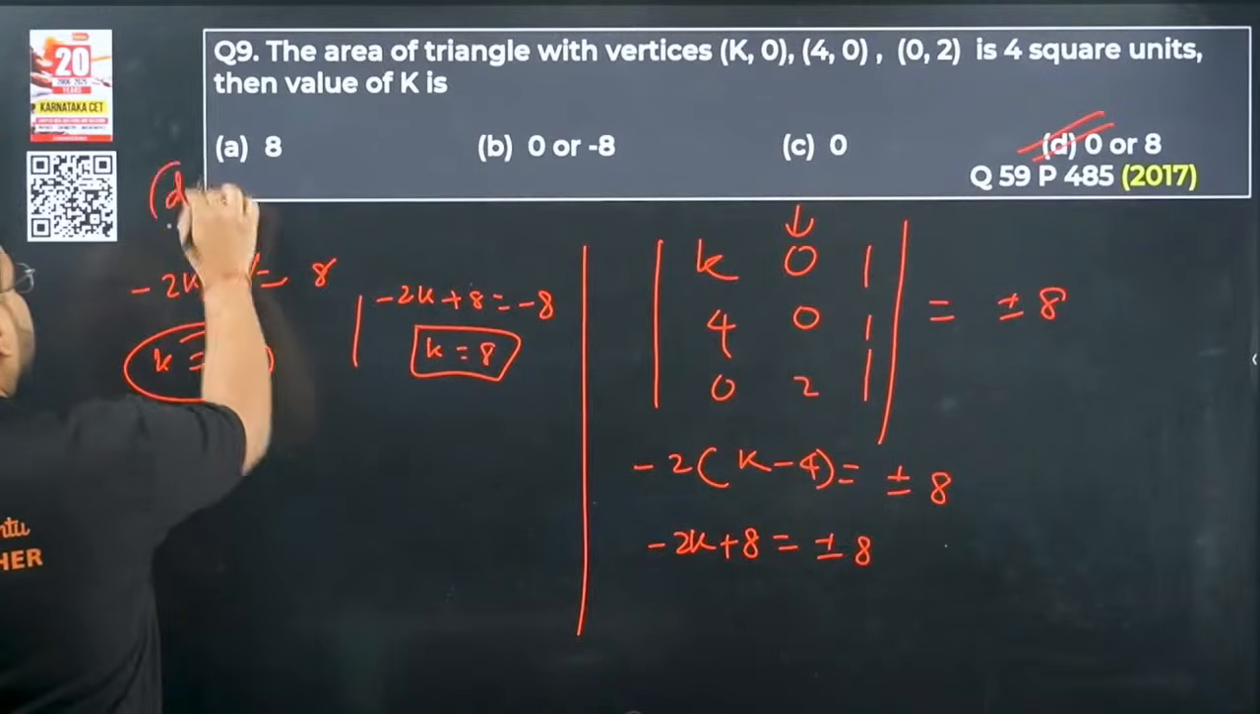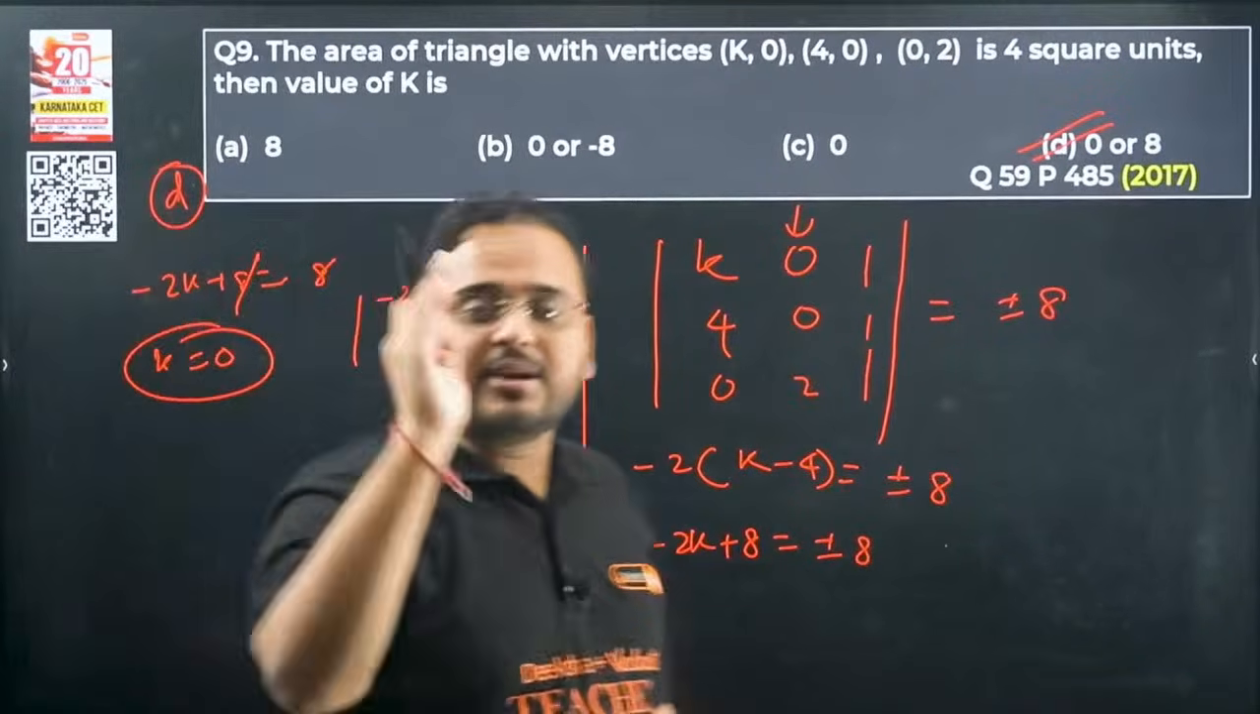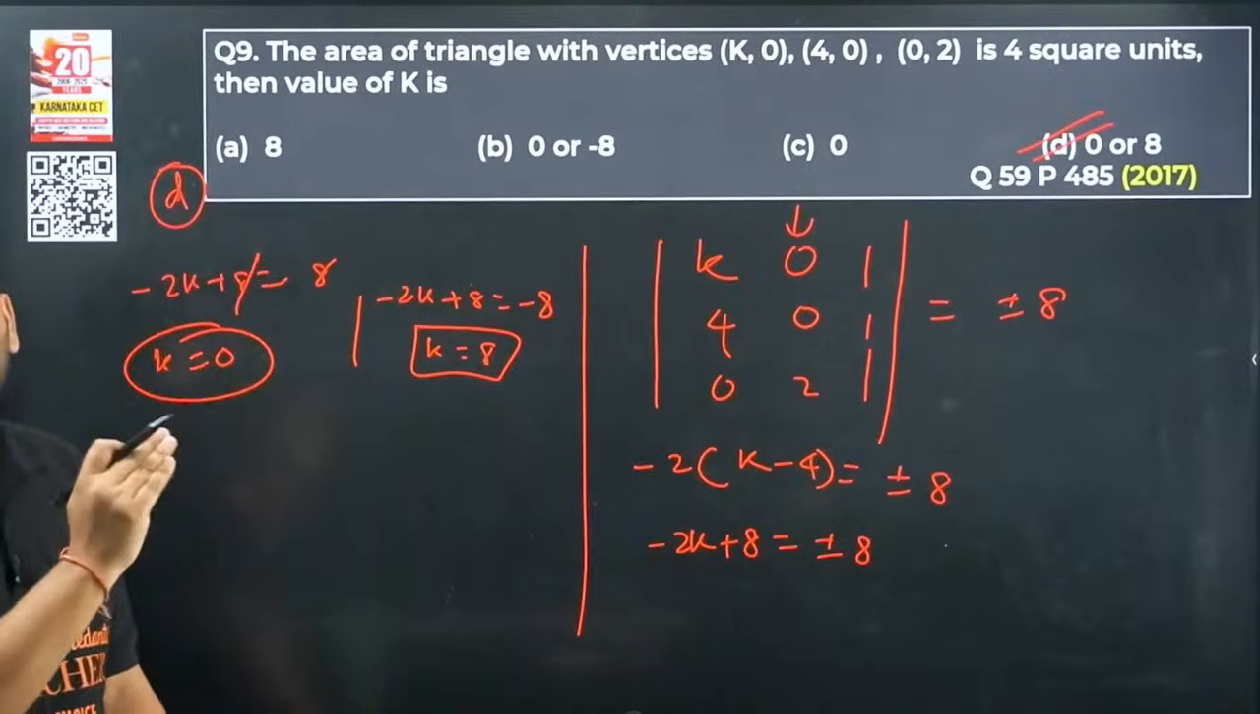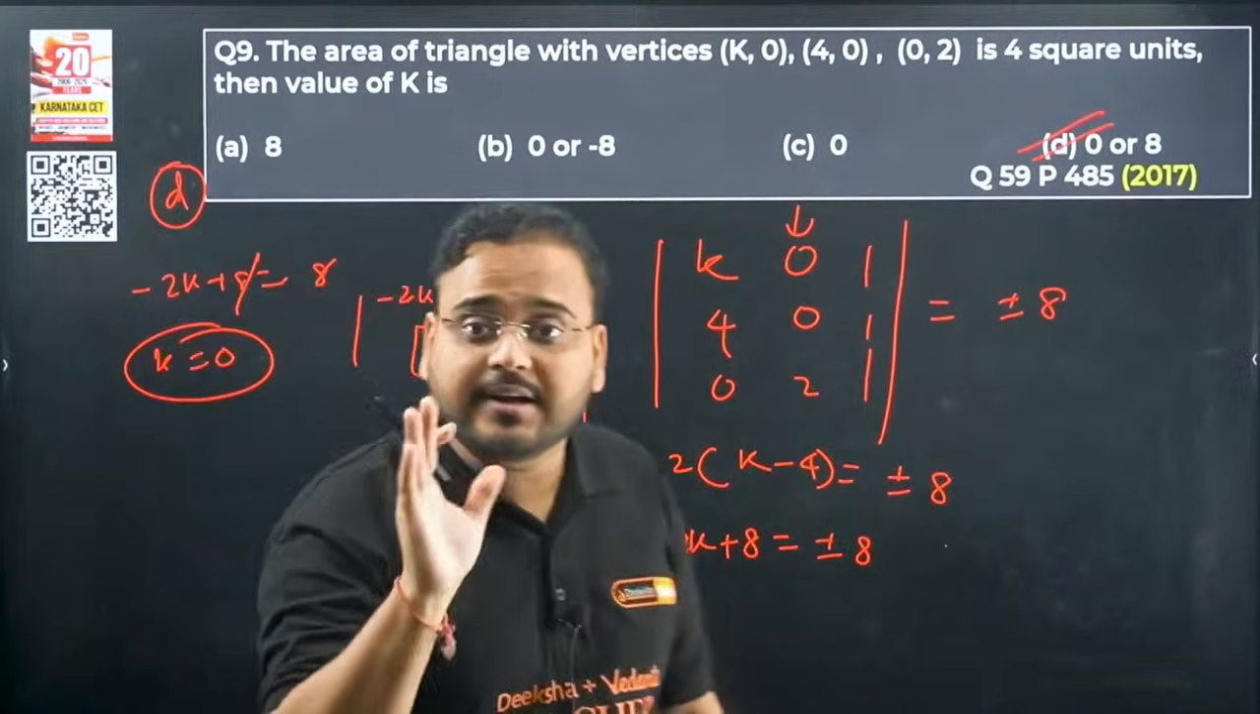Option D. Clear? Is the chapter clear now? I'm telling you, I'm committing to you, we're going to get our marks from this chapter, from the chapter of determinants. Clear? Okay.